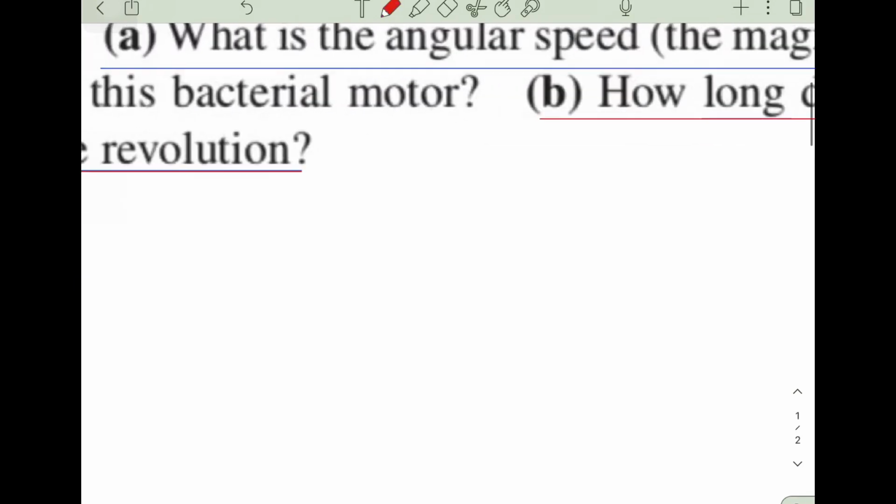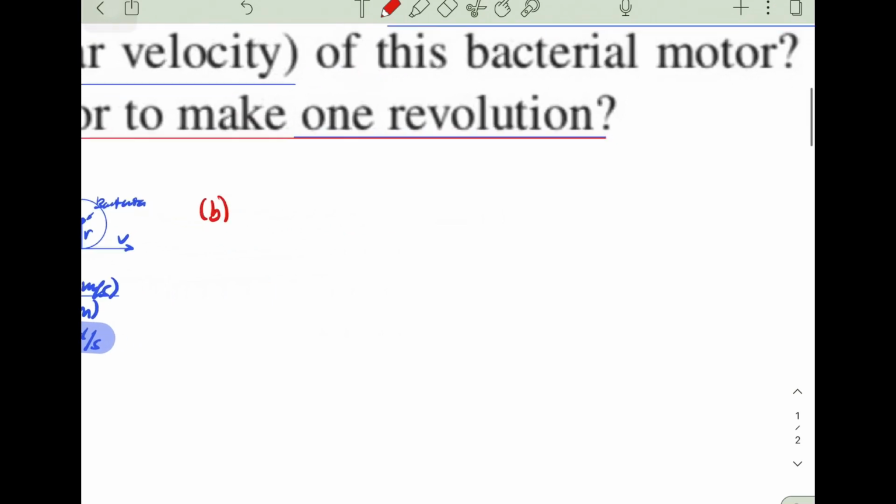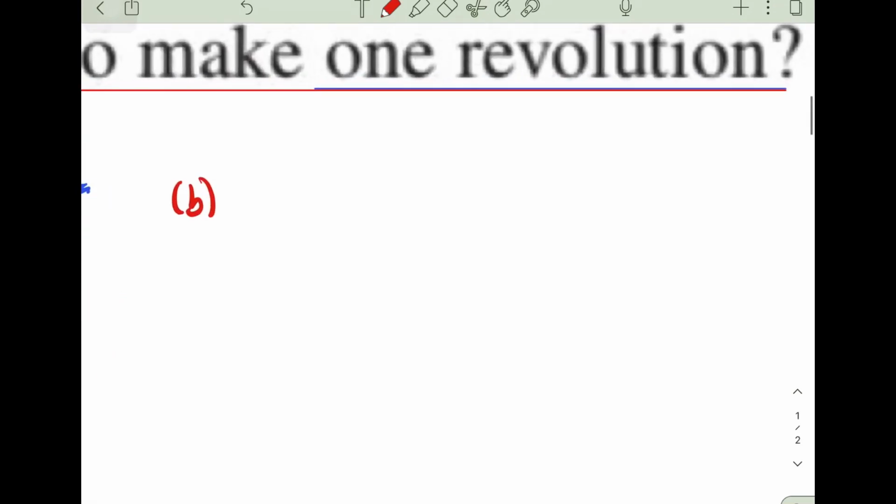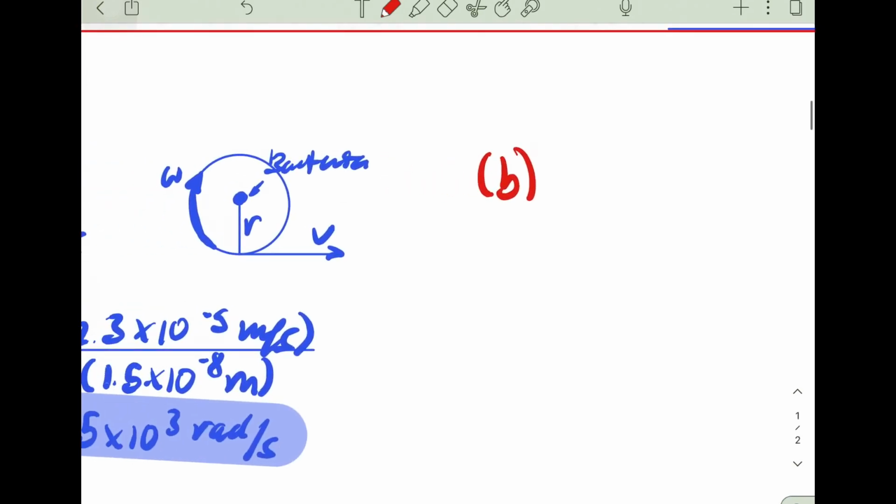Okay, so for part B, which is going to be in red, it's asking us how long does it take the motor to make one revolution. So it's basically asking us how long does the motor take to do one circle, to really dumb it down. So how long it takes to go around once, to make one revolution. To go around in a circle once is one revolution.